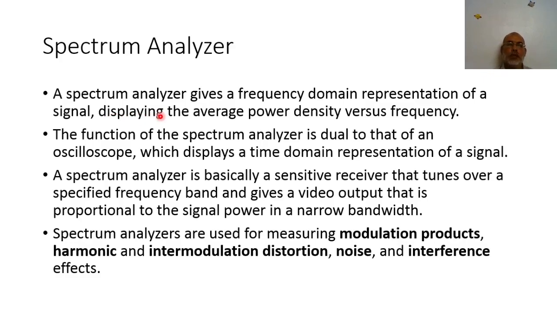If we compare the spectrum analyzer to the oscilloscope, we can say that the function of the spectrum analyzer is a dual of the oscilloscope. The oscilloscope is displaying the amplitude of the voltage signal as a function of time. But here, the spectrum analyzer is displaying the power as a function of the frequency. So we can say that the spectrum analyzer is displaying the signal in the frequency domain, while the oscilloscope is displaying the signal in the time domain. Or in other words, the spectrum analyzer represents the Fourier transform of the signal.